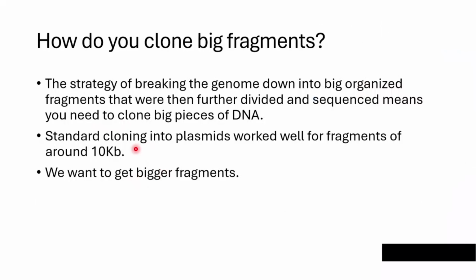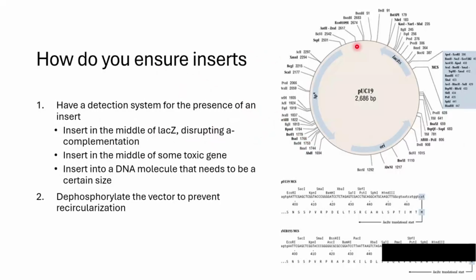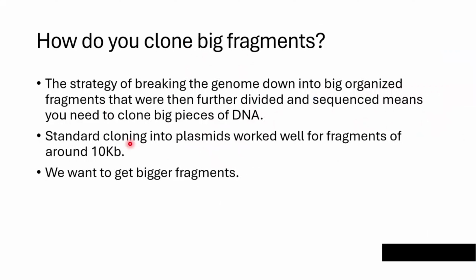Okay, so we're dealing with human DNA. So we have 3 billion bases. We need to clone big fragments. And for that, we need to change the way that we do this. So before we used the standard cloning in plasmids like this guy here, which only allowed for around 10 kb, but this does not work for our situation right now.